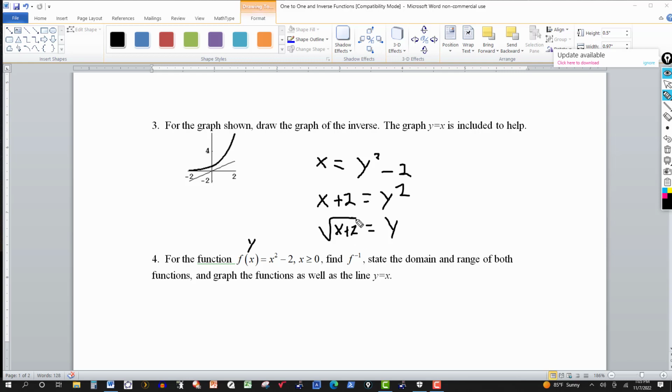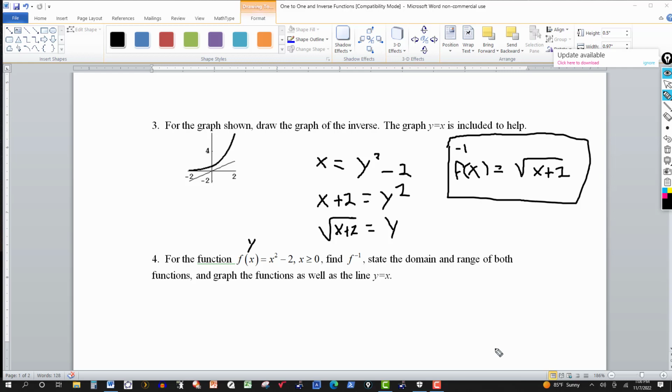So what you have to keep in mind is the domain of the function is going to be the same as the range of the inverse. So that's why the y has to be greater than or equal to 0, so this has to be a positive square root. So there I can denote this then as f inverse, and that will be the square root of x plus 2. Good, so let's look at the graph of these.